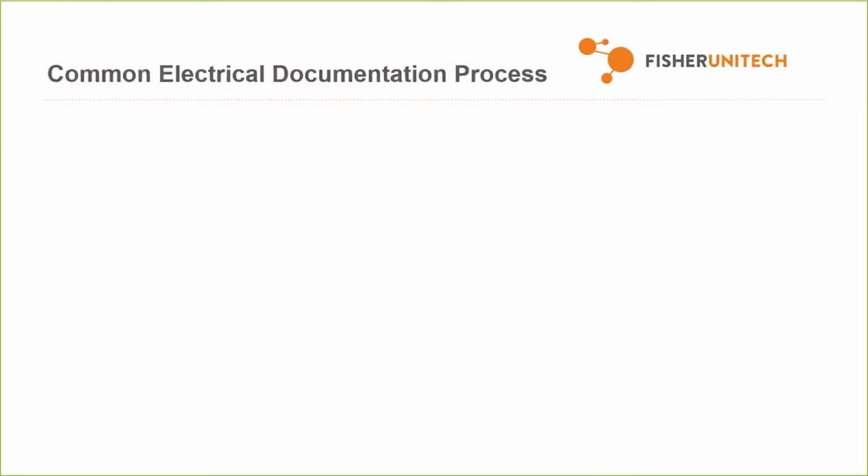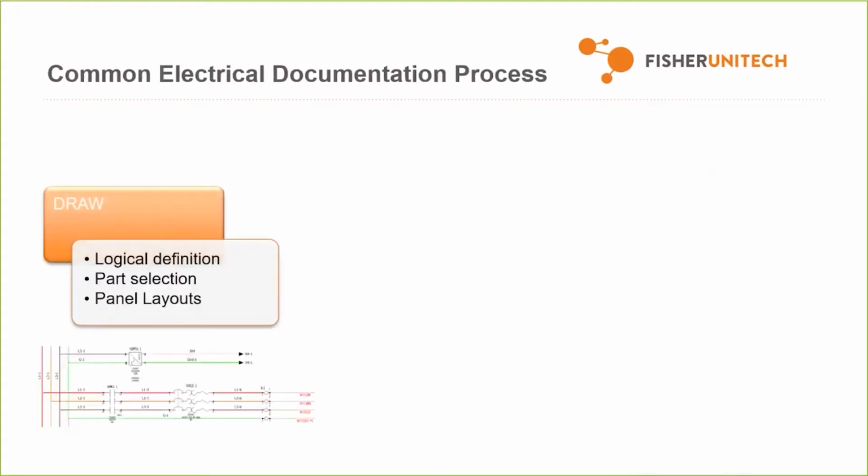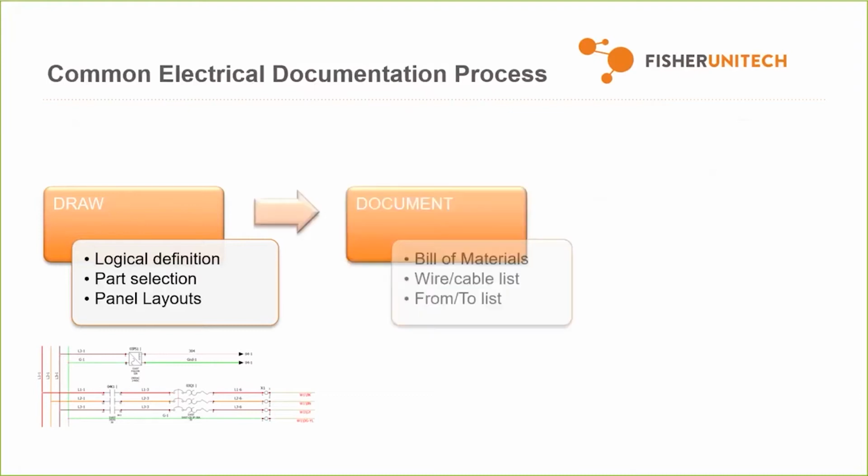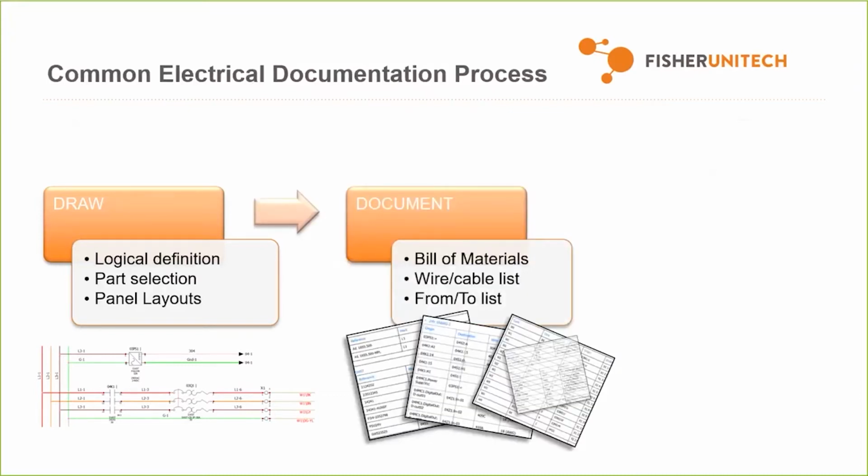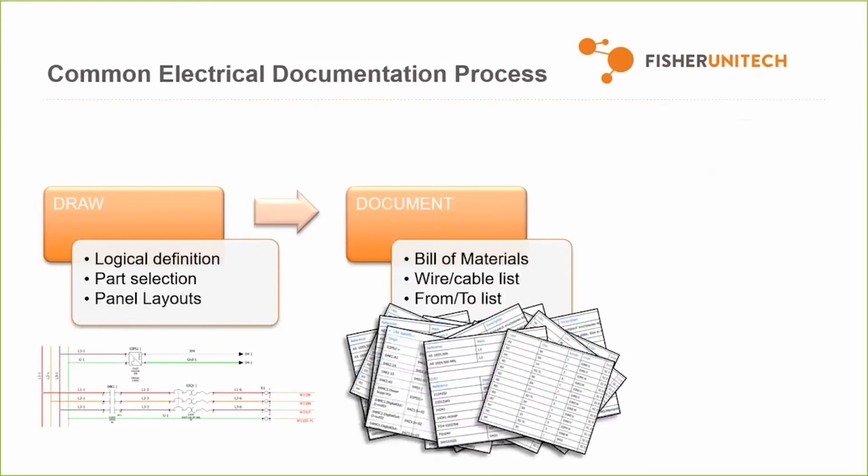So let's take a step back and look at what the common documentation process is today. Just about everybody starts with the logical definition and part selection. When you begin, you just want to see on paper what is connected to what, and how components are going to be organized. From there, when it comes to ERP documentation, ordering parts, and manufacturing, that's when the reports need to be handled.